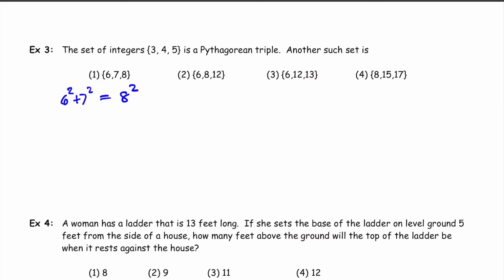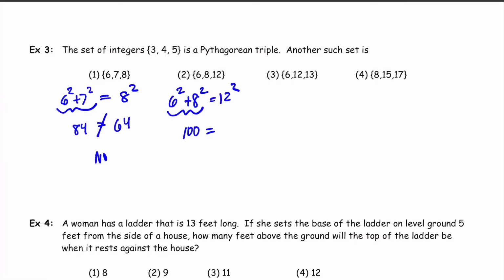Okay, so it's 6 squared plus 7 squared equals 8 squared. If I get the same number on both sides, then there's my answer. If you put this stuff into the calculator, you get 85. 8 squared is 64. No, it's not that one. Choice 2, 6 squared plus 8 squared equals 12 squared. Put that stuff into your calculator. I got 100. Some of you might know 12 squared is 144. If not, throw it in the calculator. Not equal. No. Oh boy, next one.